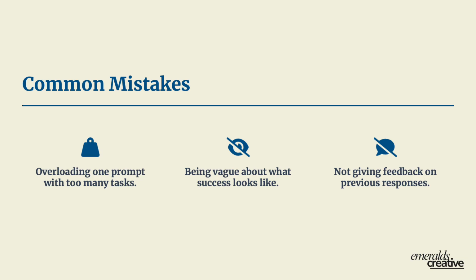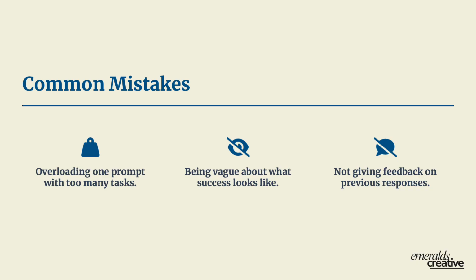Let's talk about common mistakes. These trip up almost everyone at first. First mistake: overloading one prompt with too many tasks. The AI handles complexity better when you break things into steps. One messy prompt usually produces one big messy output. Second mistake: being vague about what success looks like. If you don't know what you want, the AI definitely doesn't know. Get specific before you prompt.